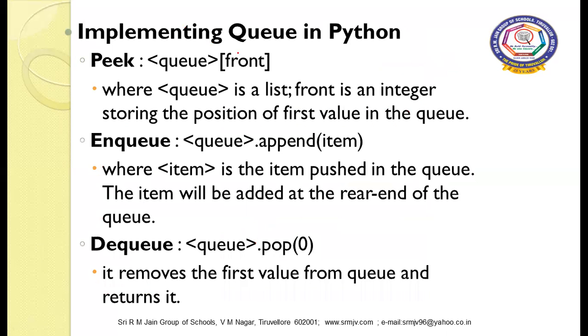So how are we going to implement the operations using peek, NQ and DQ? We are going to use the list structure to implement the queue operations. Here we assume that the queue is going to be a list, and based on the front and rear elements, we are going to insert and delete elements from the queue. Front is an integer storing the position of the first element in the queue.